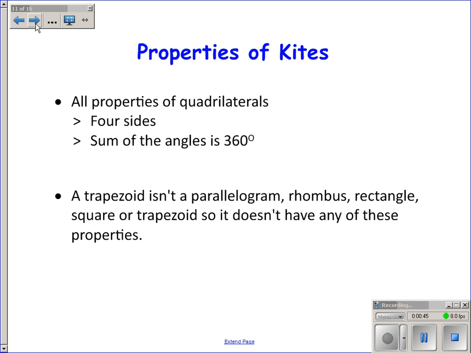Now, properties of kites. A kite is a quadrilateral, so it has four sides. The sum of the interior angles is 360. The sum of the exterior angles is 360. A kite isn't a parallelogram, rhombus, rectangle, or square, or even a trapezoid. So it doesn't have any of those properties.